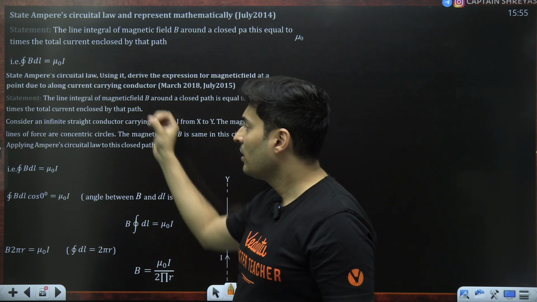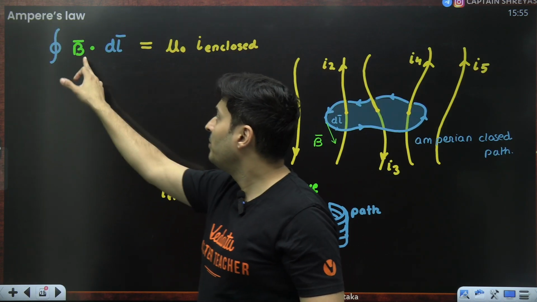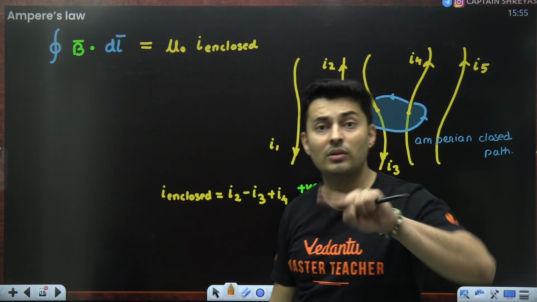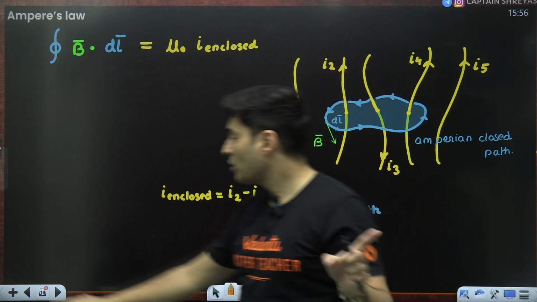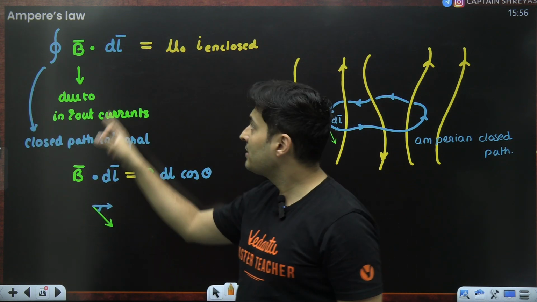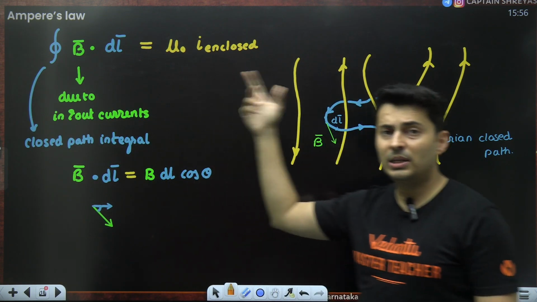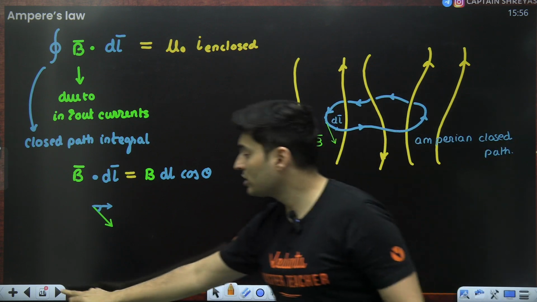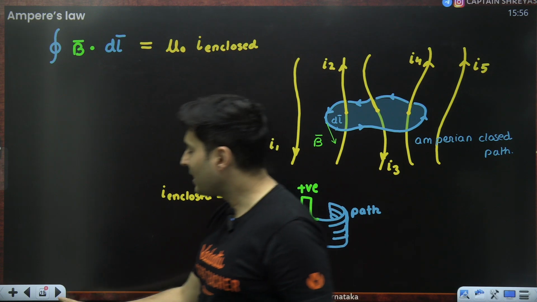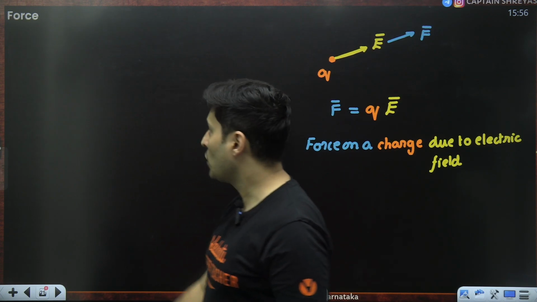State Ampere's law, define Ampere's law. Is the B inside that integration because of inside or outside? It is because of both the currents. Is this enclosed current positive, negative? How do you decide that? Using right hand rule. So these kind of questions again are very, very common.